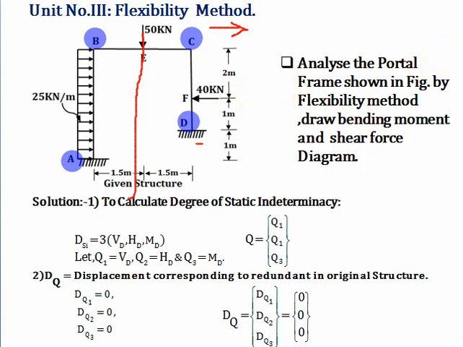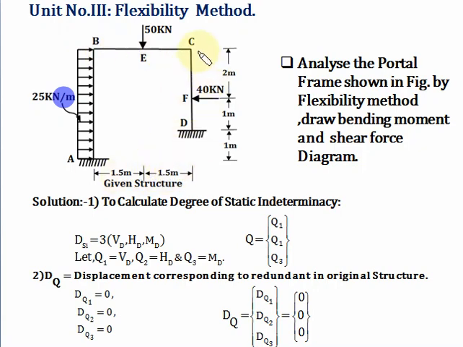Okay. Now in this numerical, the member AB is loaded by a uniformly distributed load of 25 kilonewton per meter, and the length of the member AB is 2 plus 2, that is 4. And the member BC is loaded with a point load of 50 kilonewton at the center, at a distance of 1.5 meter from B. The total length of member BC is 3 meter.